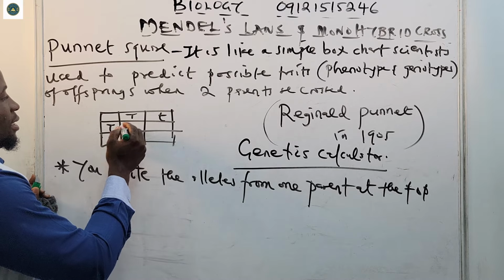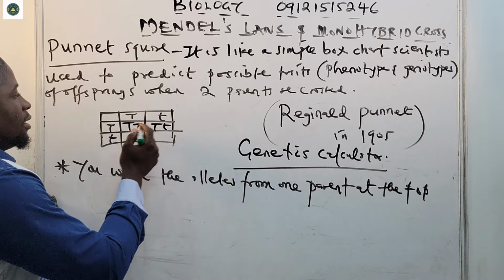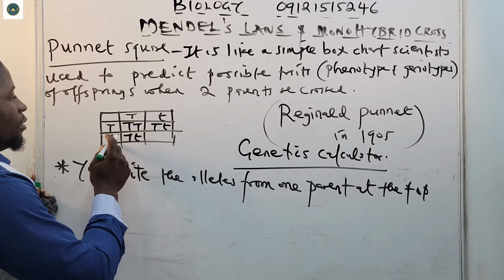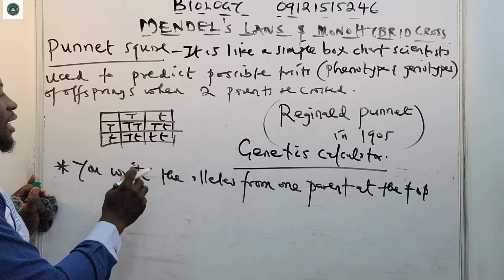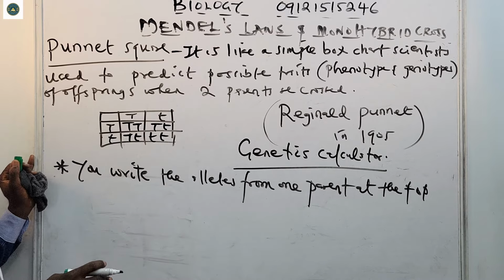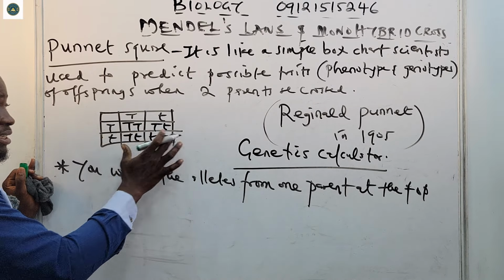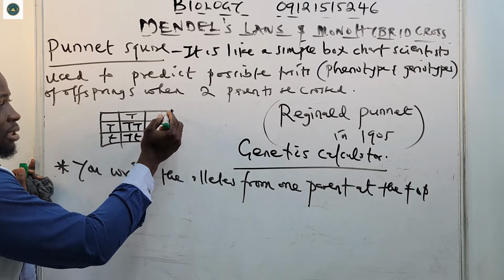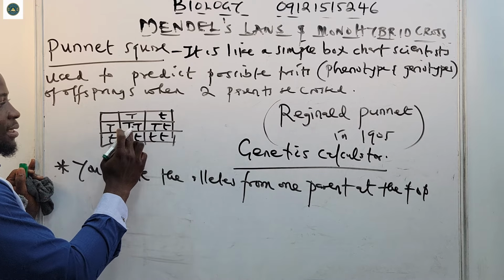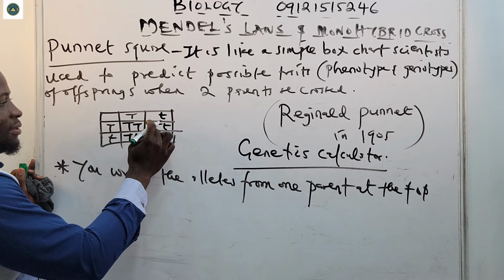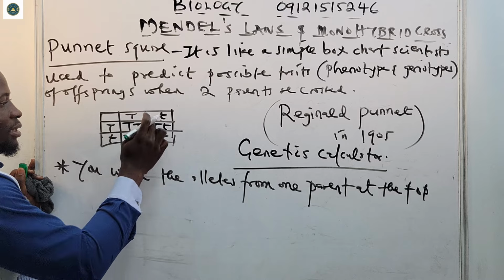You fill in the boxes, for example TT. Fill in what the box is. This is an example, all right? Let's say this is TT, so you have TT in each of the boxes, all right?